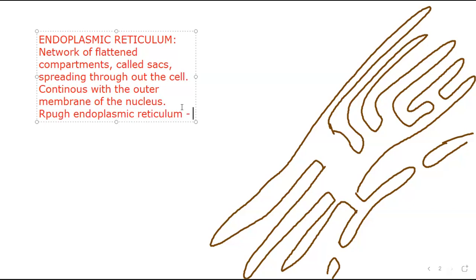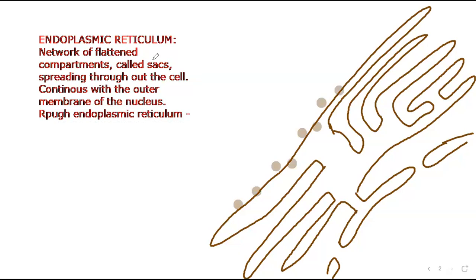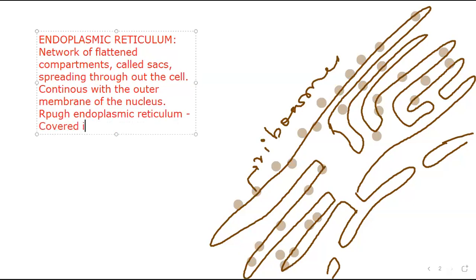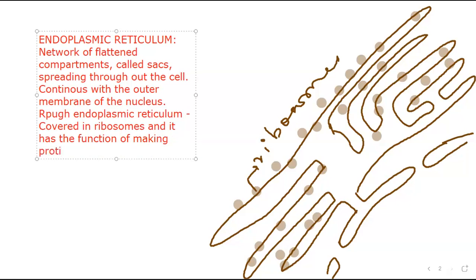Rough endoplasmic reticulum has small dots all over it. And I'll show you a real picture of it as well. What are these small dots? These small dots all over it are ribosomes. And that should tell you the function of the rough ER. The rough endoplasmic reticulum is covered in ribosomes and it has the function of making protein. Your proteins are going to be made in the ribosomes attached to it. This is where the proteins are going to be made, right?